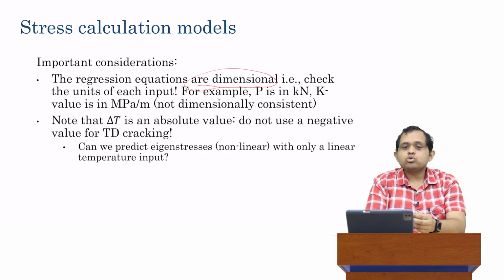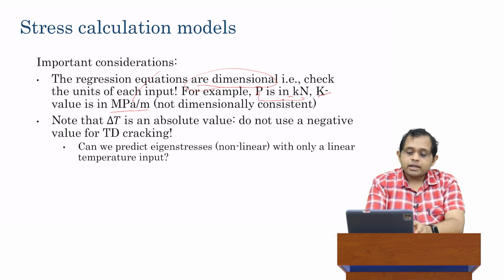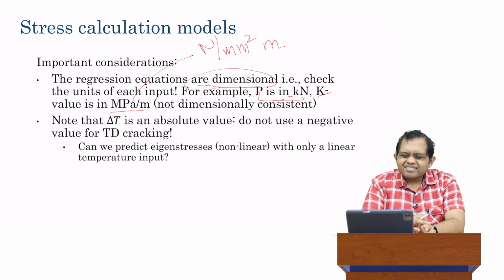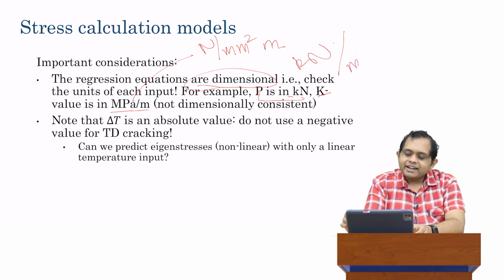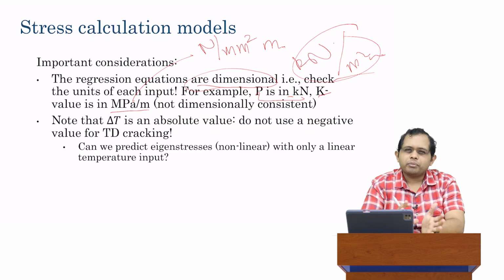In particular, the unit choice is also a little bit odd. Loads are shown in kilonewtons. The K value is shown in megapascals per meter, which in another way can be written as Newton per mm square meter. Somewhat odd way of writing it, or maybe one way to write it is this could be kilonewton per meter square mm or something. So you get some odd combinations of units in this case. So it's not dimensionally consistent.